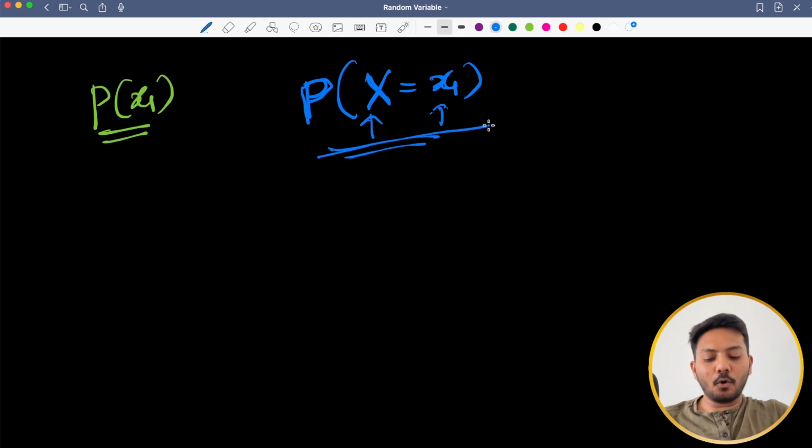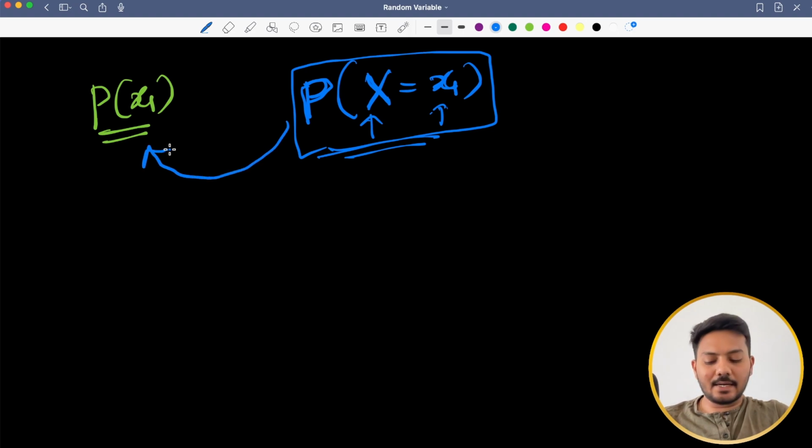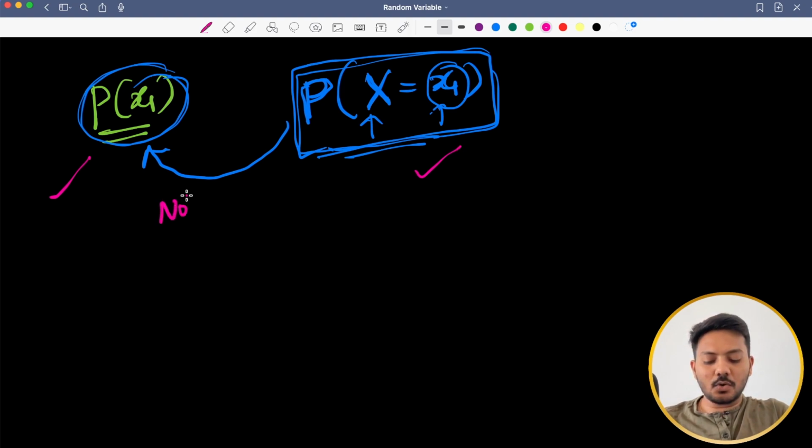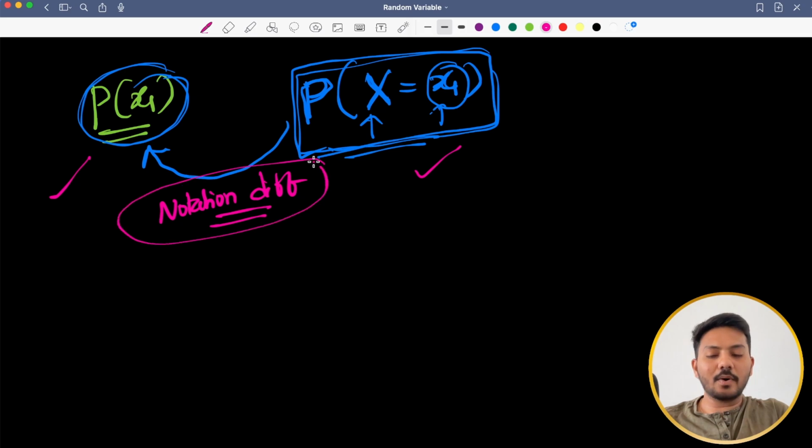This is the proper notation, but in some papers this is also treated like P of x1, which means what is the probability of an event occurring with the value x1. So you can choose to go with this or you can choose the standard notation. It's up to you. In some papers you will find this, in some papers you will find that, which is why I'm showing both. There is nothing complex here. It is just a notation difference. Hopefully you understood all the topics of random variables.